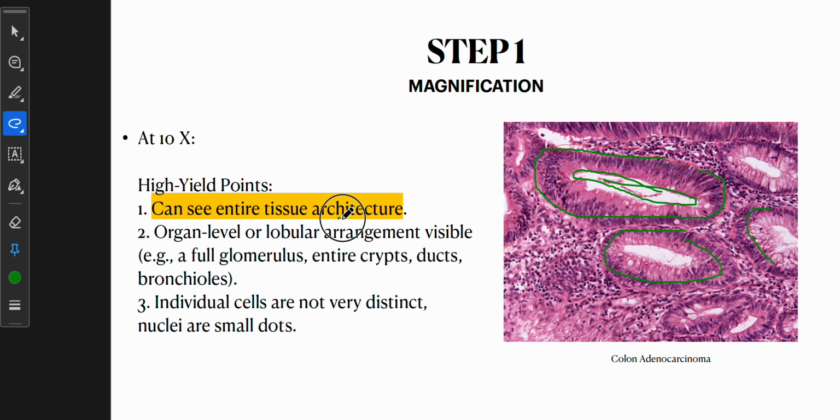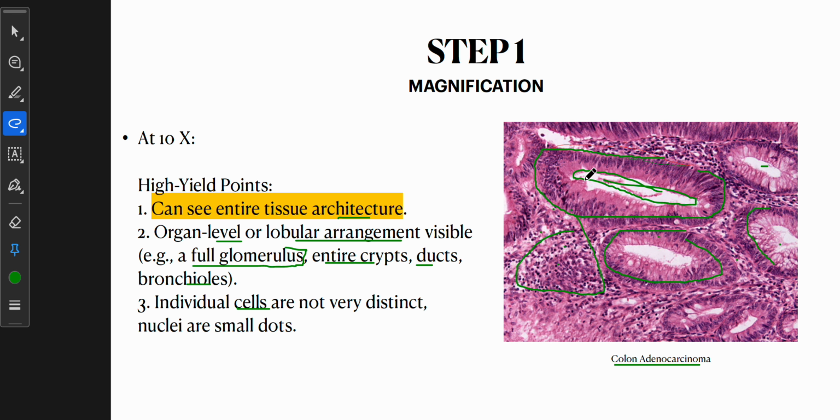So you can see the entire tissue architecture at 10x, and organ level or lobular arrangement is visible, like the full glomerulus if it is a kidney, and then entire crypts and ducts, and also bronchioles. These are also crypts, like this is the figure of colon adenocarcinoma. You can see the infiltration of these cells. Individual cells are not very distinct, and nuclei are small dots. Every blue dot in here is a cell. So that is how a slide looks at 10x.